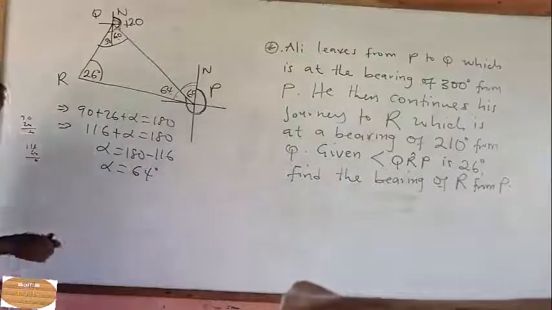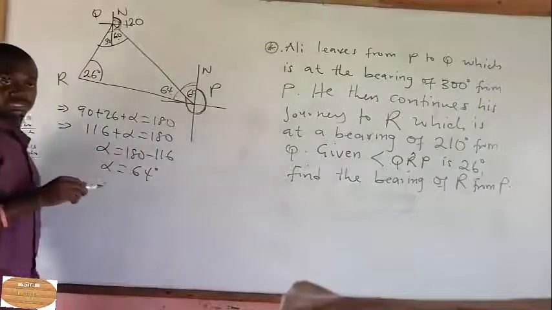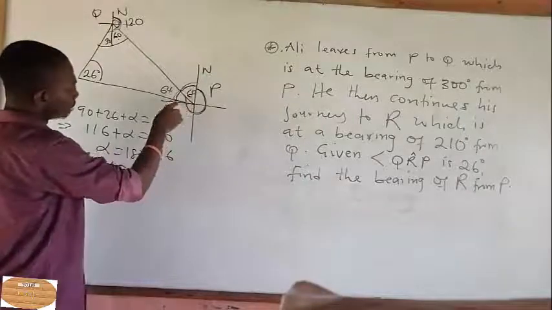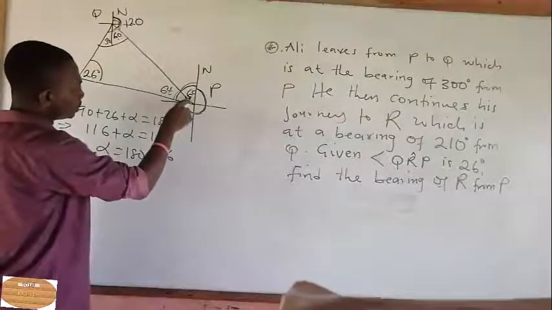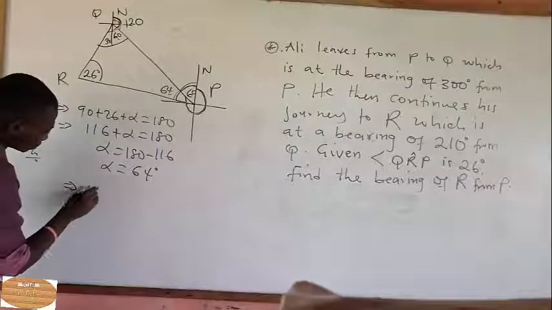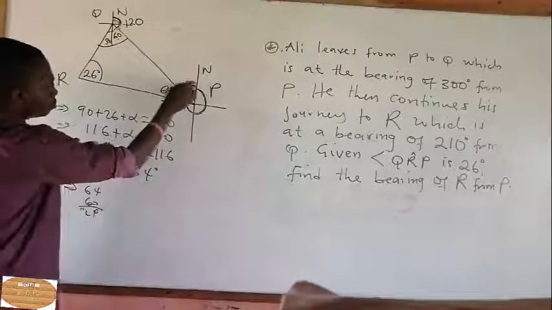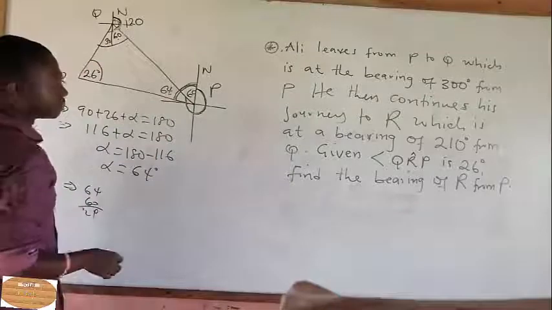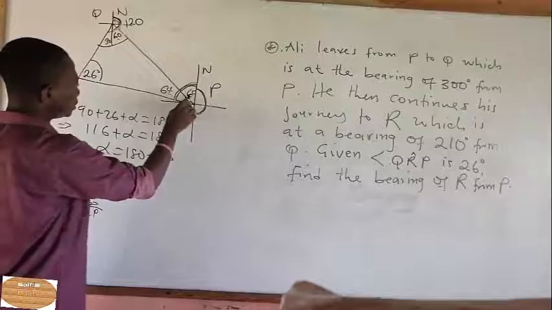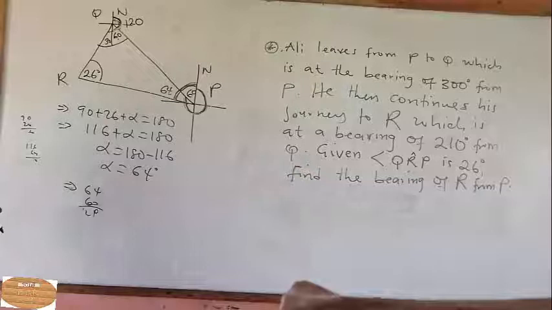Alright, and we know that this is angled at a point which is 360 degrees. So we know this side and this side. So this side, 64 plus 60, is 124. To get the bearing of R from P, we have to subtract 124 from 360. So the answer will be the bearing of R from P.